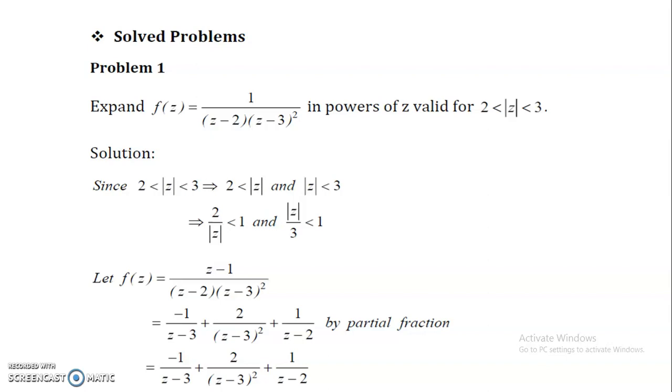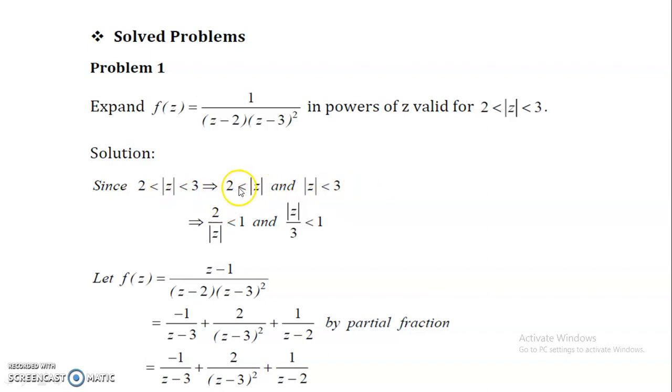Now we can see the first problem: f(z) equals 1 over (z minus 2)(z minus 3)^2 in powers of z. It's valid for 2 less than mod z less than 3. Just see that this domain is 2 less than mod z and mod z less than 3. It means mod z is greater than 2 and mod z is less than 3. This is the region between the circles of radius 2 and 3.